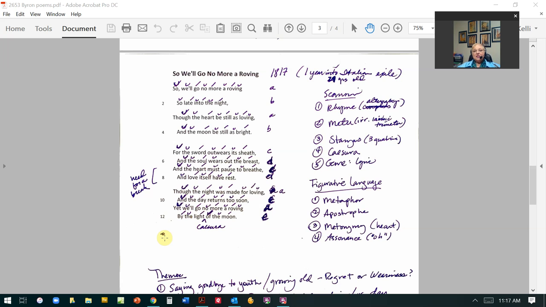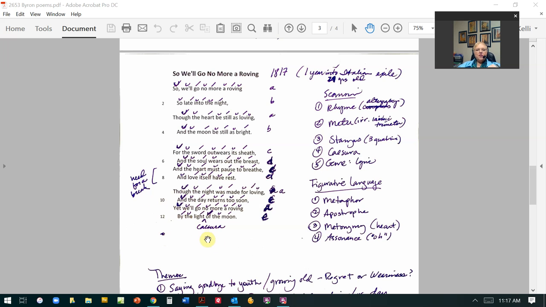And then we do have assonance. Assonance is similar to alliteration, whereas it is a repetition of sounds, but it's a repetition of vowel sounds. So if you look at that first line, "So we'll go no more a roving," that O is very prevalent. And again, it's throughout. So that's assonance, right?